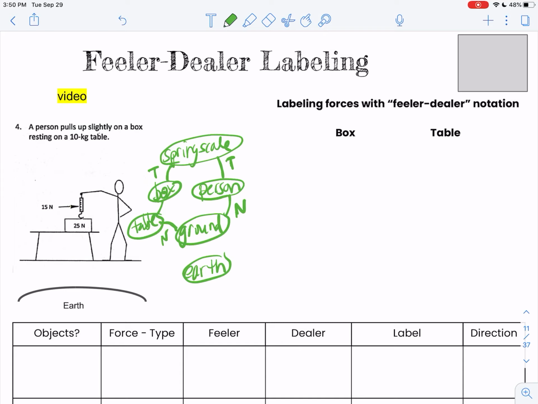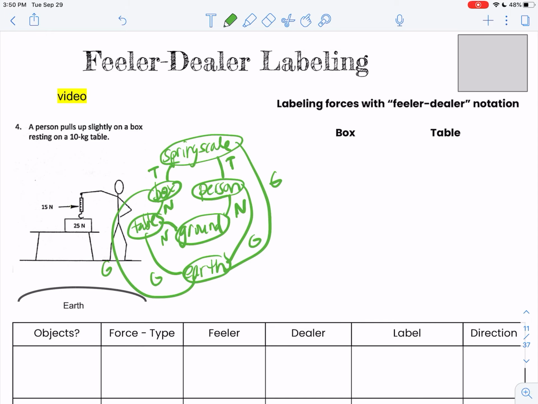The box is sitting on the table, and the table and the box are pressing against each other. That's a normal. The person's not touching the box. The box is not touching the ground, the person, and the table. So I think that's it. And then let's give everybody an earth: spring scale earth, table earth, and box earth. I'm not really going to put ground and earth, because we don't really care.